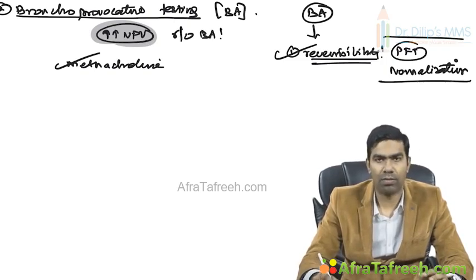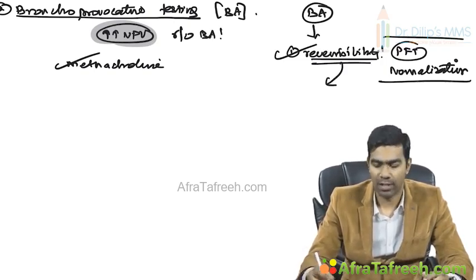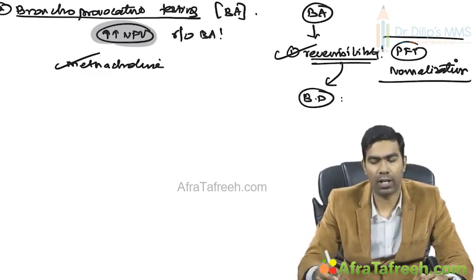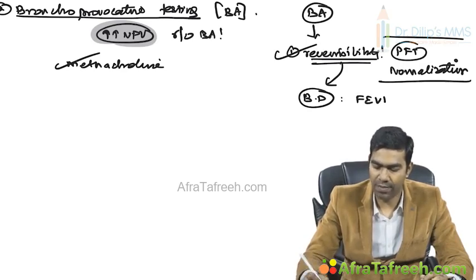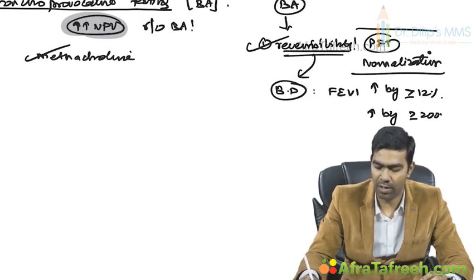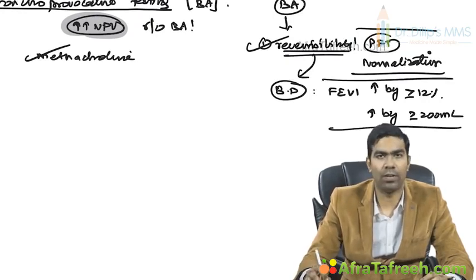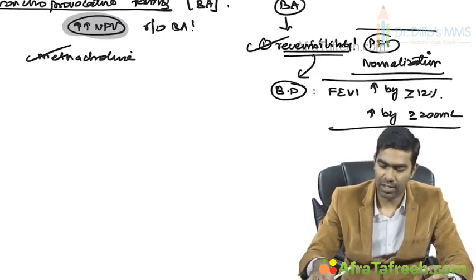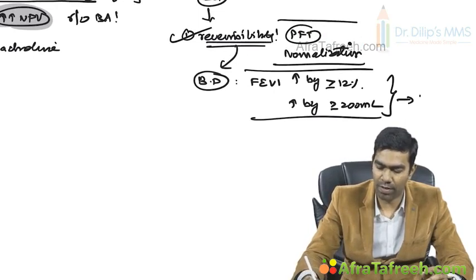And there is also one more definition of reversibility. Suppose you give a bronchodilator test. When you give a bronchodilator test, if your FEV1 improves by at least 12% from the baseline, or if FEV1 improves by at least 200 ml by absolute value, this is also one of the signs of reversibility. And again, these things go more in favor of bronchial asthma than COPD.